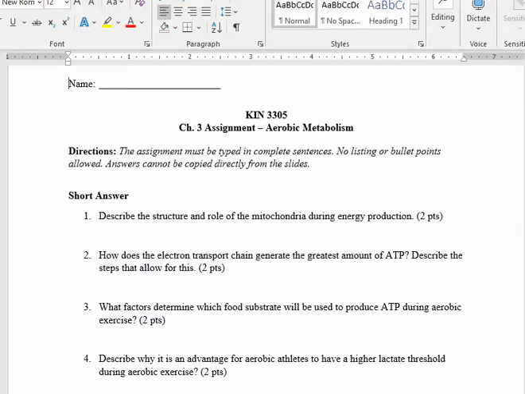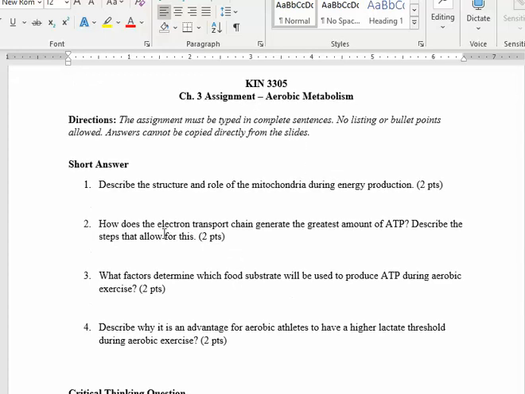So for our Chapter 3 assignment, first read the directions. They're the same directions that were in the Chapter 2 assignment, which just means that everything has to be typed in complete sentences, no listing or bullet points, and then answers cannot be directly copied from the PowerPoint slides.